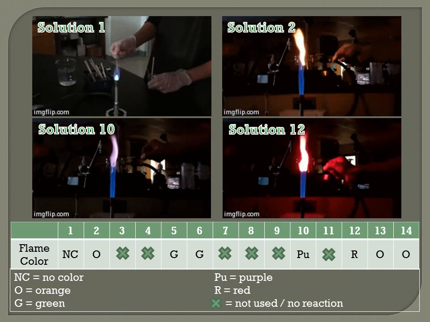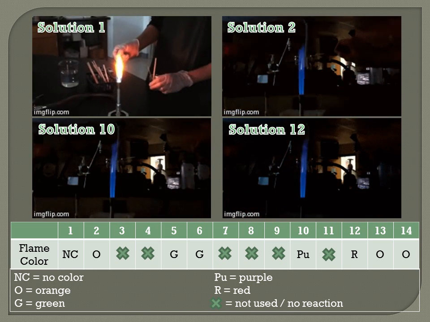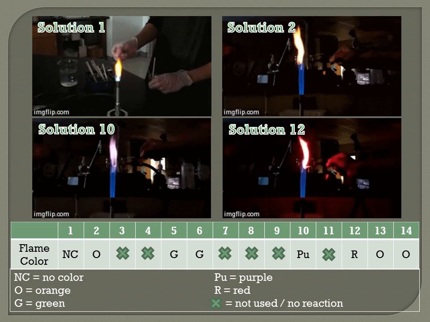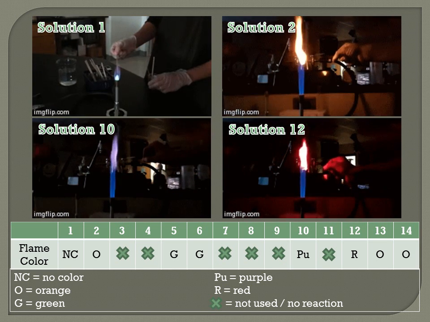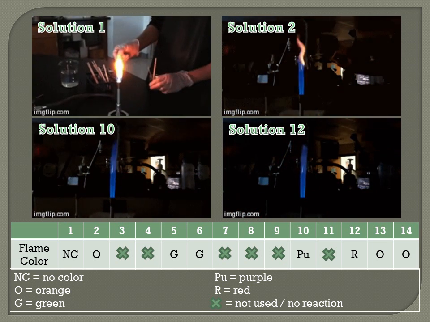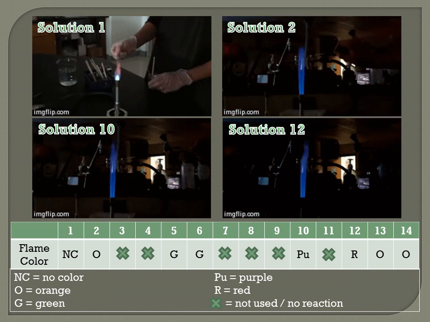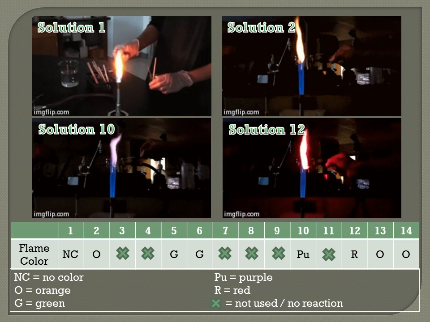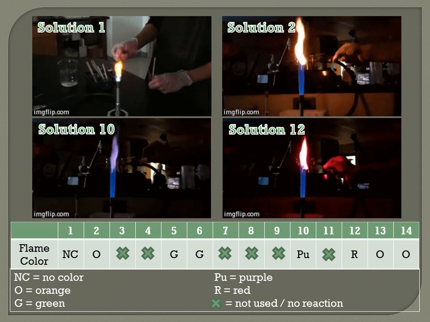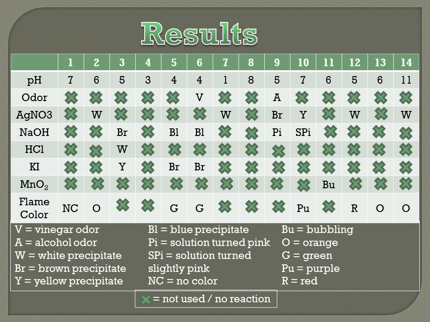After soaking your wooden splints in solution, you are ready to conduct the flame test. You will pass your wooden splints over the quiet, controlled flame of a Bunsen burner. The reacting flame will burn a specific color, corresponding to the solution's cation. After completing all of our tests, these are all of our results.